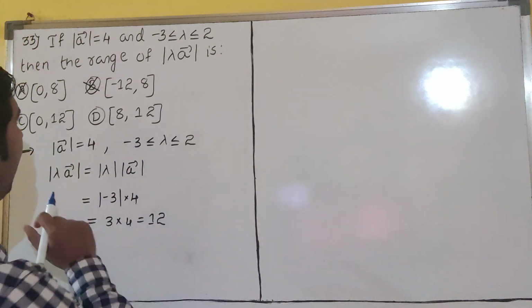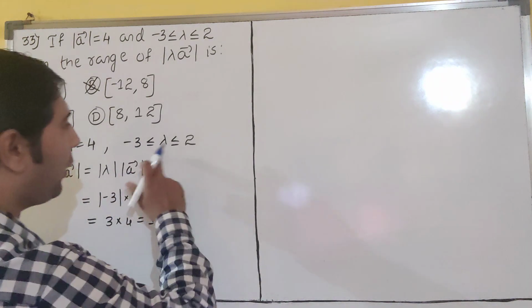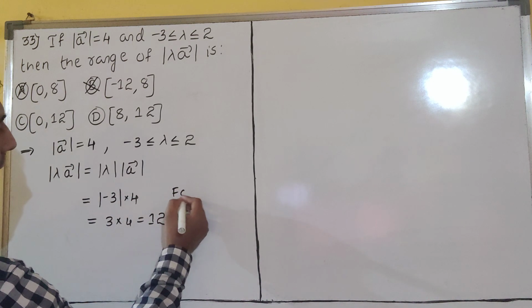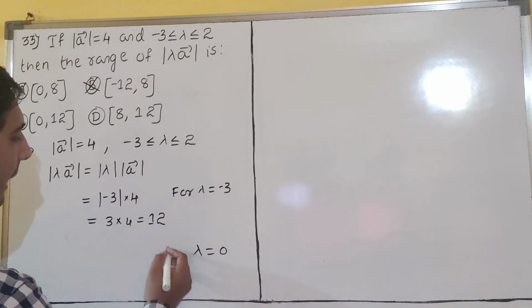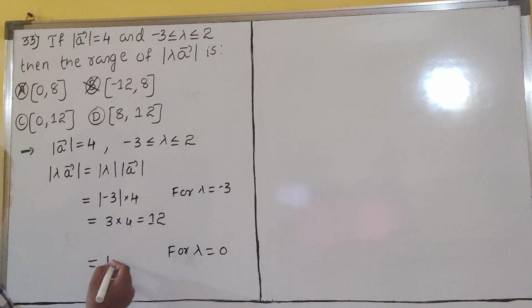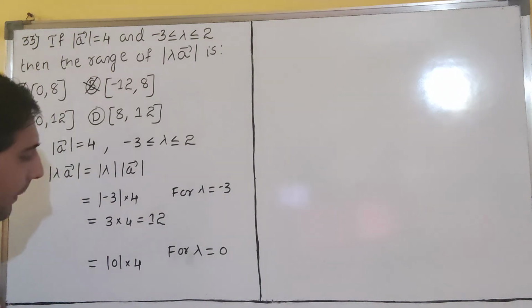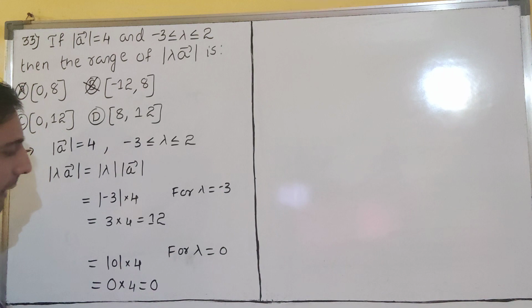So 8 is also there and here 0 is there. So if I keep lambda value as 0, will 0 value come or not in this? So this is for lambda is equal to minus 3. And if I keep lambda is equal to 0, what will happen? Magnitude of 0 into 4, I can write magnitude of vector A. So magnitude of 0 is 0. 0 into 4 is 0, dear students. So 0 is less than 8, dear students.